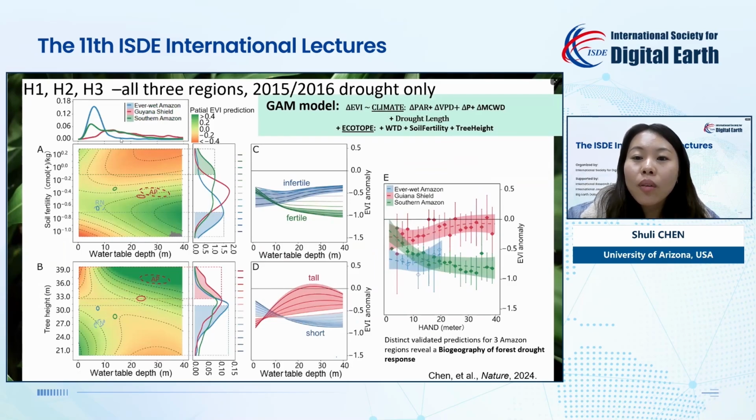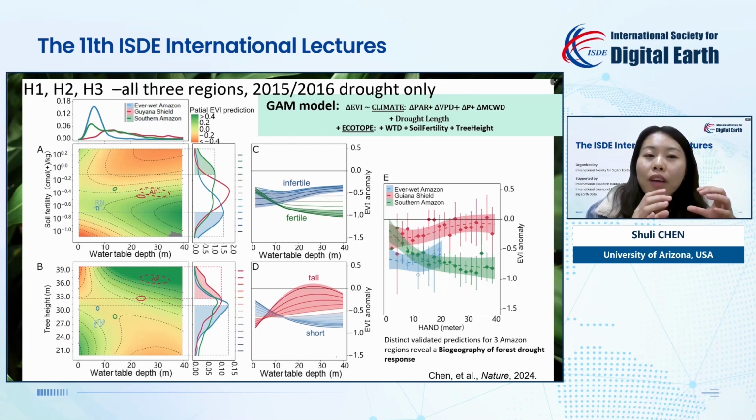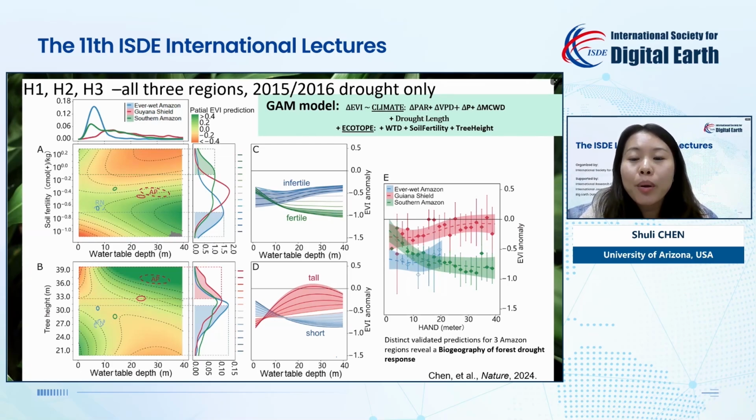Based on this, because the regions I looked at in the Amazon basin have different characteristics in terms of water depth, soil fertility, and tree height, I used the ecotope factors to estimate the behaviors in each region and see if the prediction aligns with the observation. Here, the shaded areas, red, blue, and green, indicate the prediction by the model, characterized by the ecotope factors, and the solid diamond is the observation for each region. This shows the prediction aligns very well with the observations, and the distinct validated predictions for the three regions reveal a biogeography of the forest drought response.